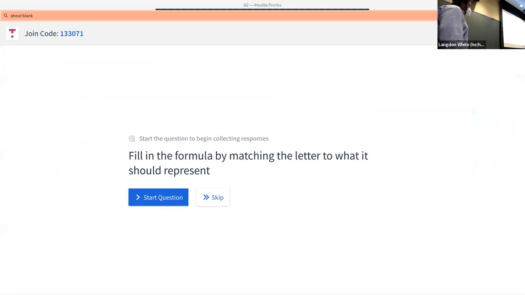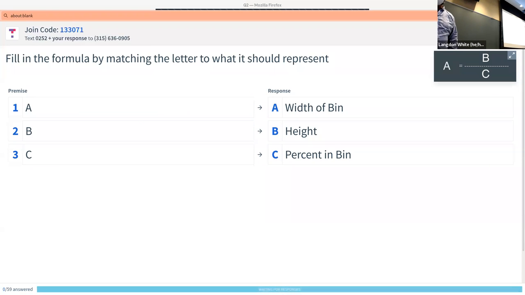Okay, so fill in the formula by matching the letter to what it should represent. The reading test on these is also pretty amazing.